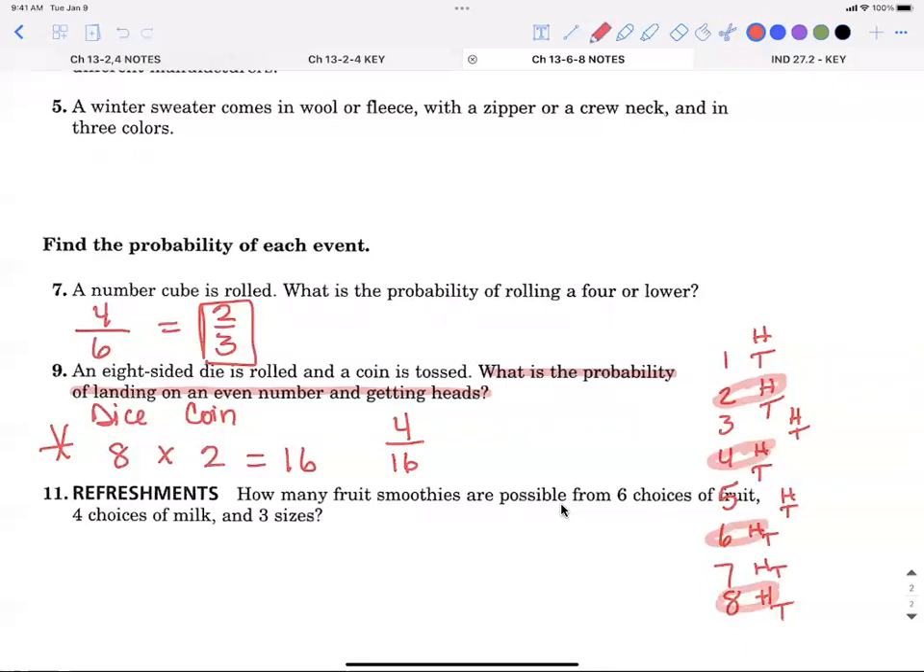All right, so let's see. What is the probability of landing an even number and getting heads? Okay, now if you wanted to, you could do this mathematically by saying on the die, what is the favorable outcome of getting an even number? It is 4, right? On the coin, what is the favorable outcome of getting a head? It's 1. 4 times 1 is 4.